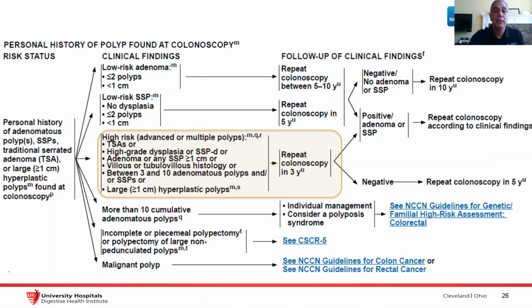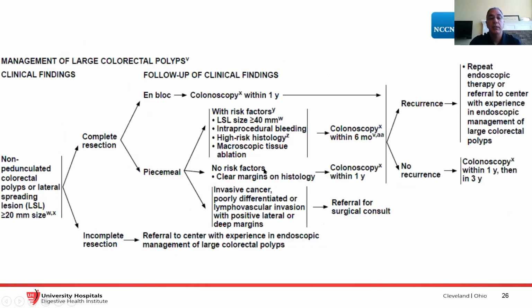The first one being the new guidelines want us to recognize that these patients that have multiple or advanced polyps might be part of a syndrome. Any polyp that's larger than a centimeter, serrated polyp, high-grade dysplasia, villus or tubulovillus histology should be followed up within 3 years. And the next slide deals with larger lesions that are greater than 2 centimeters.